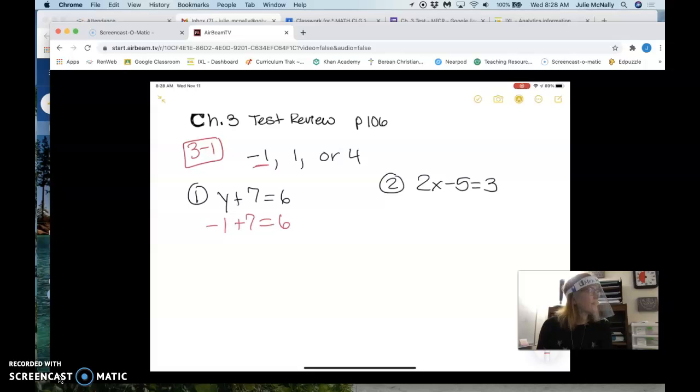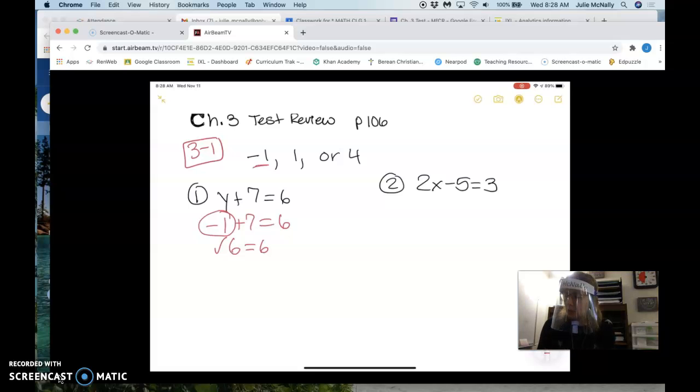Oh, it's in the top. Yeah. And so then I'm going to say, what is -1 plus 7? That is 6. 6 equals 6. So that worked. -1 worked. But let me try the others just in case, because sometimes there's more than one that works.